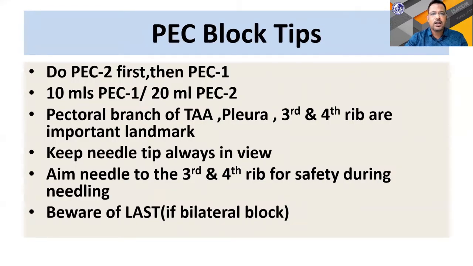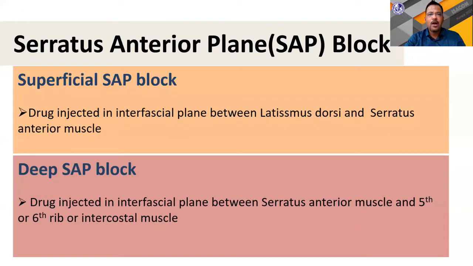Now coming to the PEC block tips: do PEC-2 first, then do PEC-1, 10 ml for PEC-1, 20 ml for PEC-2. The pectoral branch of the thoracoacromial artery, pleura, and third and fourth rib are important landmarks. Keep the needle tip always in view. Aim the needle to the third or fourth rib for safety during needling, and if you are giving a bilateral block, beware of the local anesthetic dose.